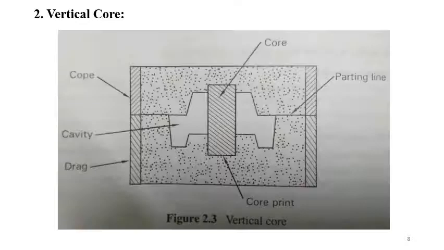Second one, vertical core. The position of the core is vertical, perpendicular to the ground. You can see this is a drag box, cope box, surrounding sand, and this is a parting line. This white portion is called the cavity. This cavity is the component, the cast part. In the center, a hole is required in the cavity or cast part, so the core is there. Core print we can provide here. It is perpendicular to the ground, in a vertical position, and you can put it in this cavity.